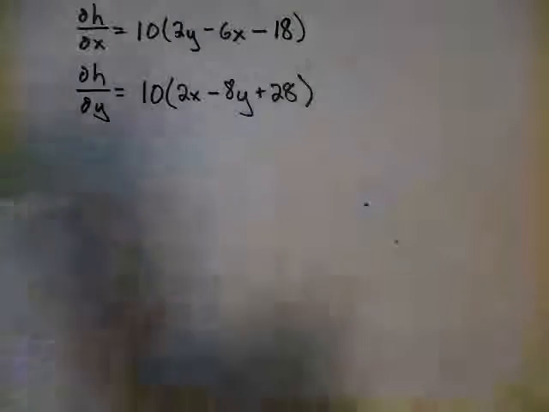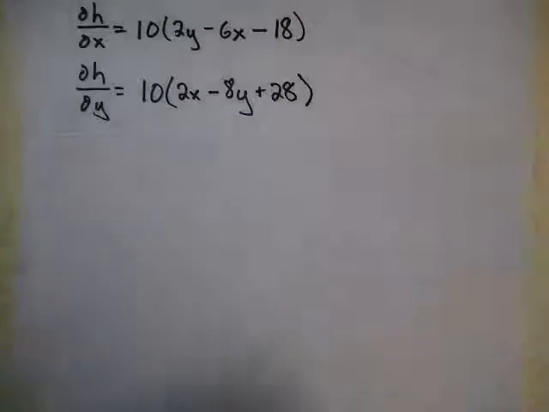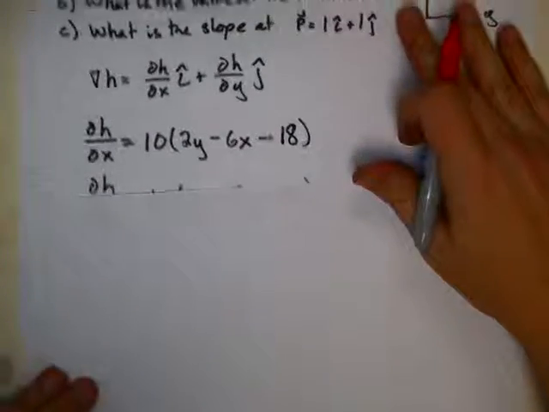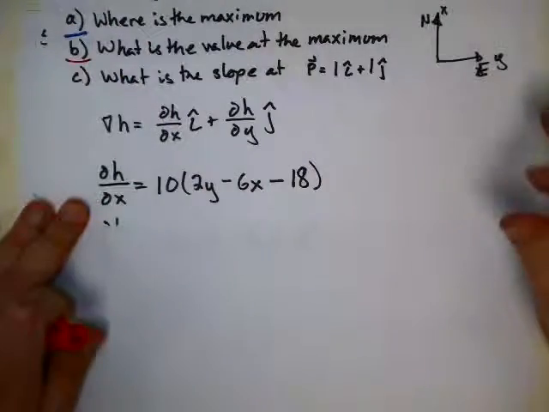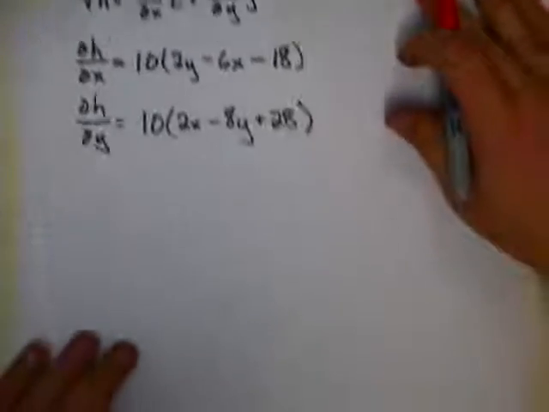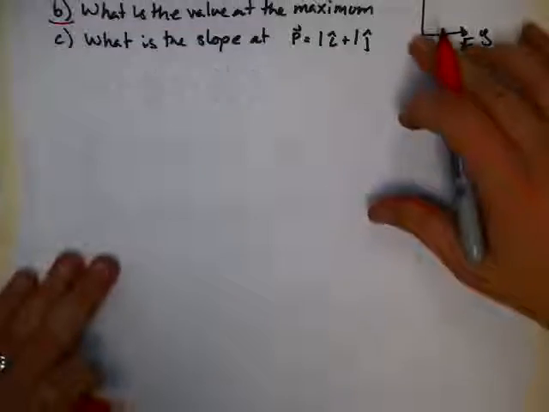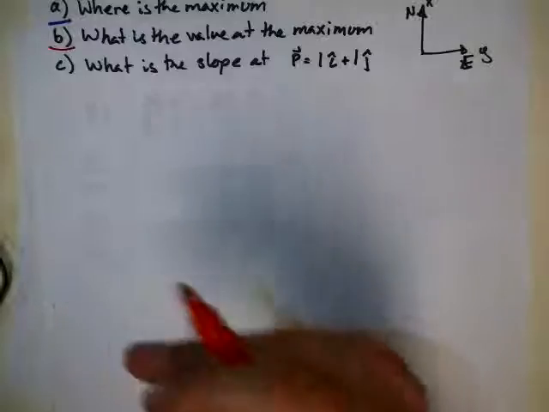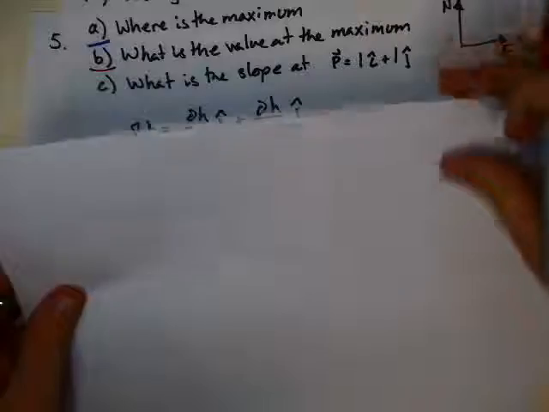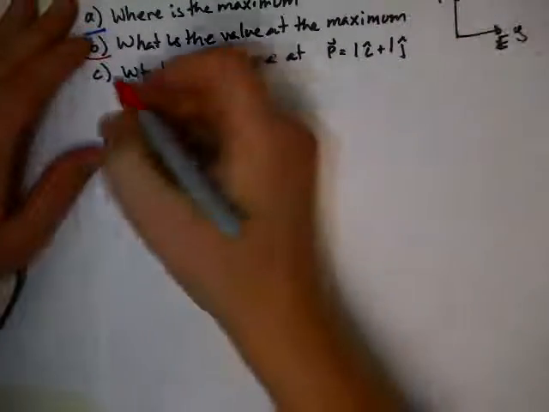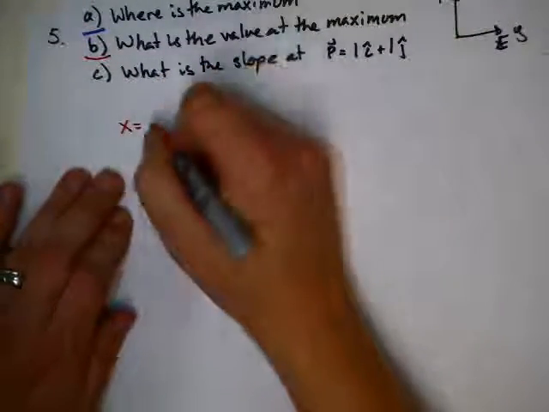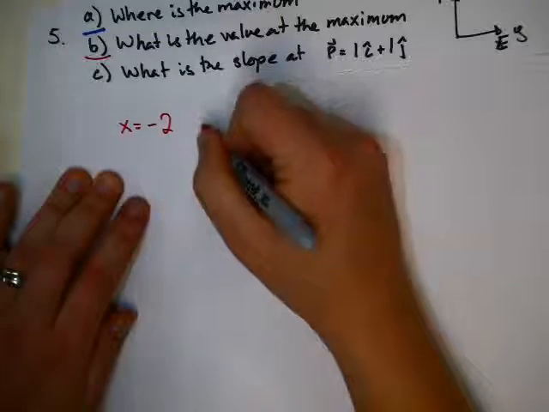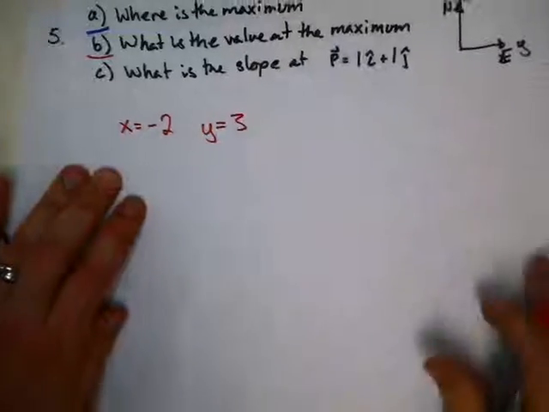Moving on, looking at part B. Part B asks the question of, what is the value at the maximum? And so here, we know that the maximum occurs at, just a moment, let me add an extra sheet so as to not blot stuff. Okay. We know that the maximum occurs at x is equal to minus 2 and y is equal to 3.